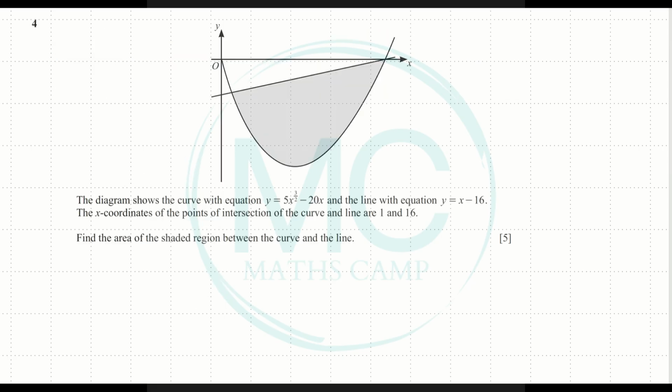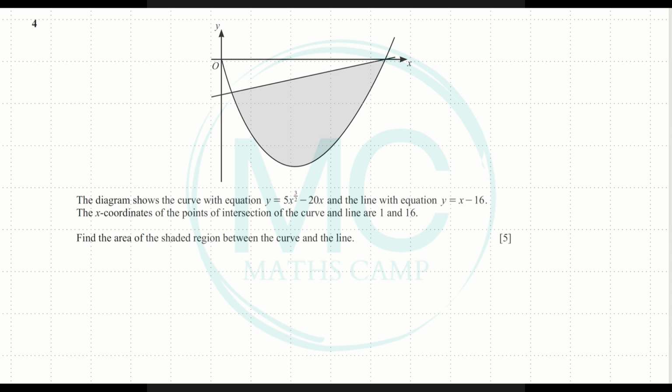The diagram shows the curve with equation y is equal to 5x to the power of 3 over 2 minus 20x, and the line with equation y is equal to x minus 16. The x coordinates of the points of intersection of the curve and the line are 1 and 16. Find the area of the shaded region between the curve and the line. When we are looking for the shaded region between a curve and a line or two curves, the best place to start is to subtract the equation of the lower curve from the equation of the higher one.